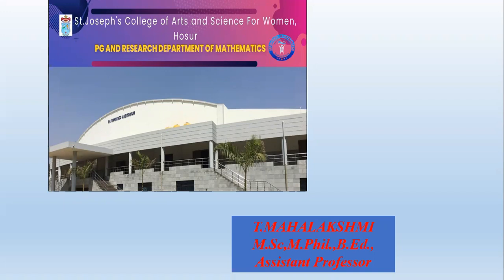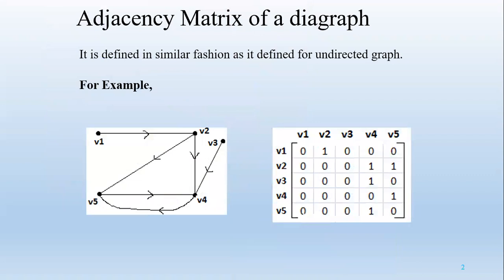Now, in this video, you are going to see digraphs and matrices. Already we explained what a digraph is and the adjacency matrix for a simple graph. In this video, the adjacency matrix for a digraph. The digraph concept is nothing but a directed graph. A directed graph means the edges have some directions.